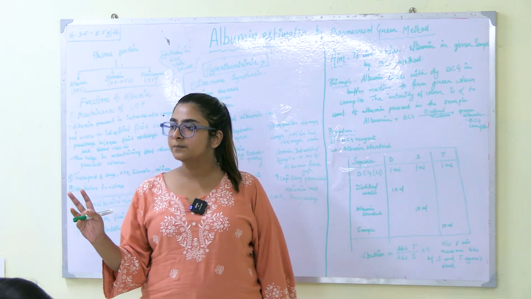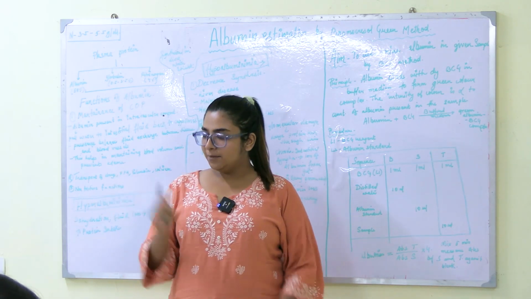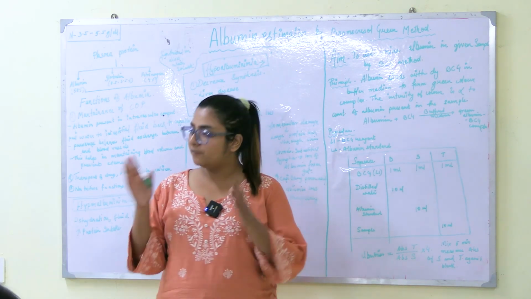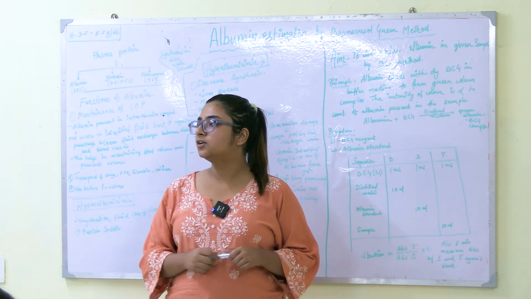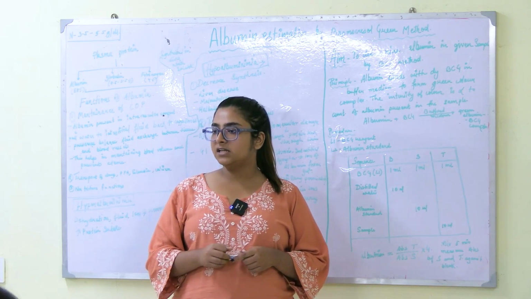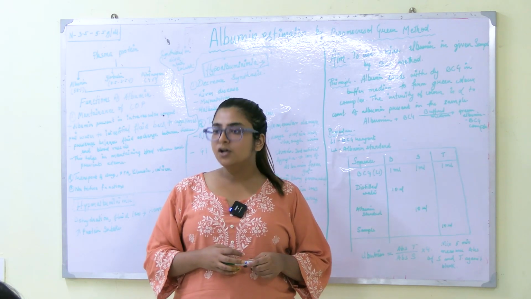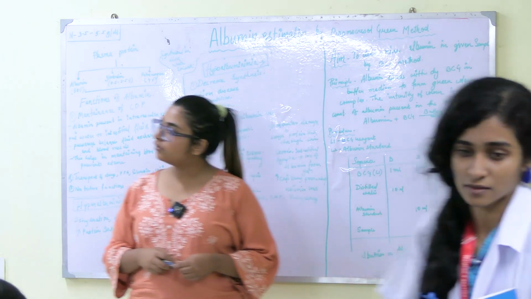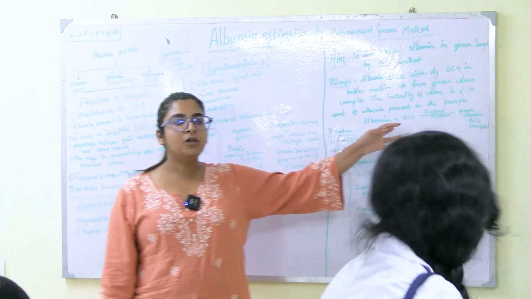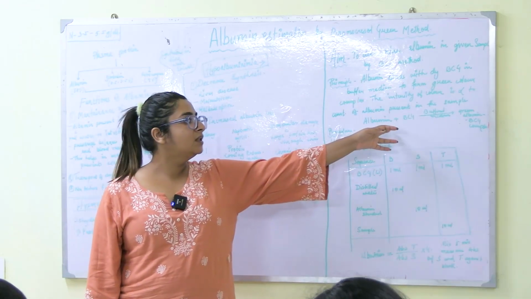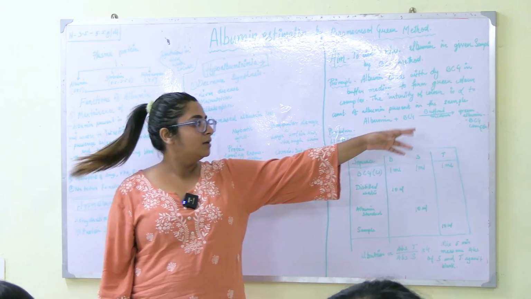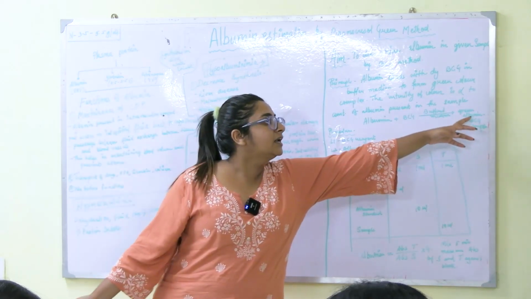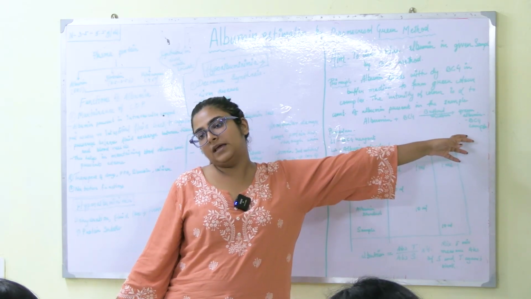What is the principle then? Albumin binds with the BCG in buffer medium and produces a green colored complex. The intensity of the green color is directly proportional to the amount of albumin that is present in the sample. Now the formula: it is very, very simple. Albumin of the sample plus the BCG reacted in buffered medium gives the green albumin BCG complex.